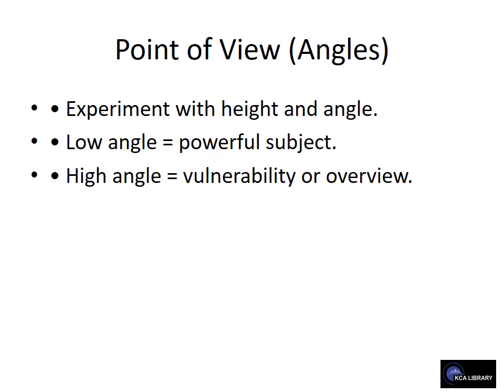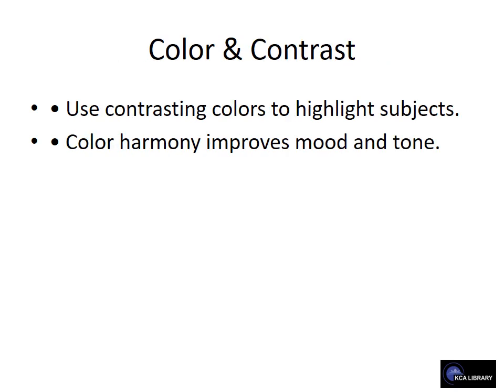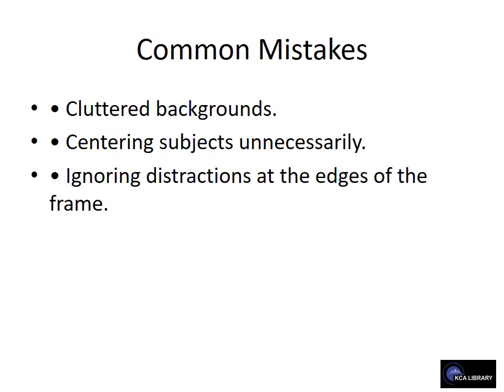POV again is a technique of positioning the camera at a specific physical location to capture a scene, and it influences how the viewer perceives it. It can involve shooting from unique angles, like high above or low on the ground, to create a specific emotional response or sense of depth, and it can even mean showing what a subject is looking at. Color and contrast: you use contrasting colors to highlight subjects and improve mood and tones.